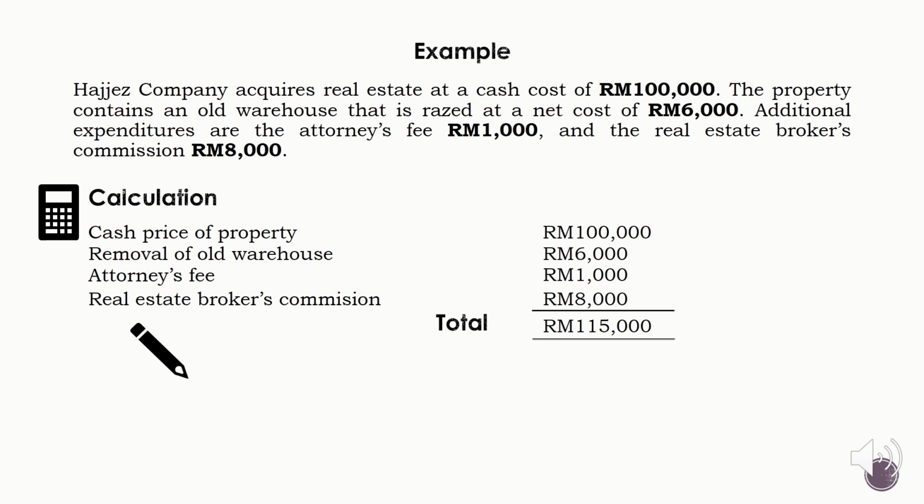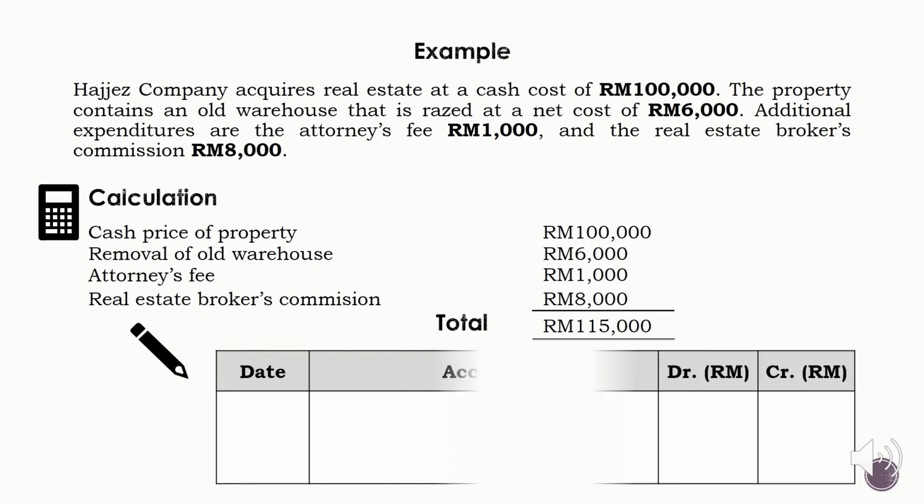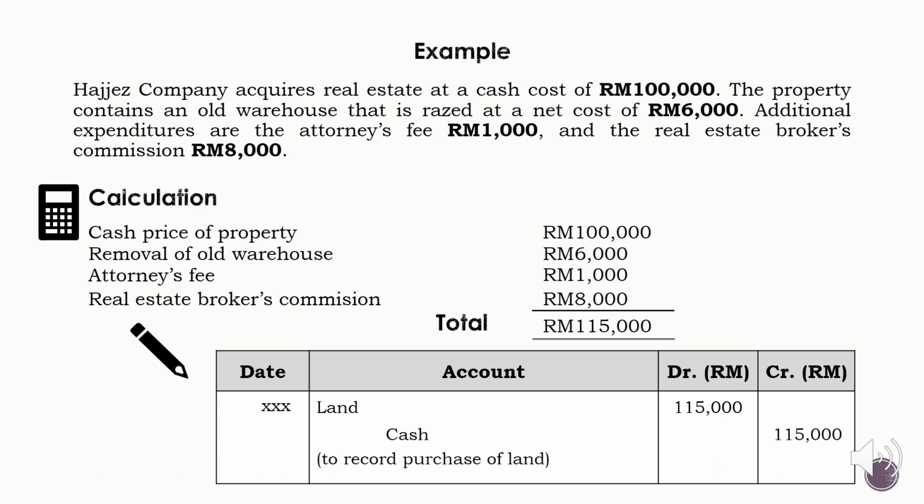This company acquired real estate at a cash cost of 100,000 ringgit. The property contains an old warehouse that is razed at the net cost of 6,000. Additional expenditures are attorney fees 1,000 and the real estate broker's commission 8,000. The calculation will include the cash price of the property, removal of old warehouse, attorney fees, and real estate broker commission. So the total cash price will be 115,000. And the journal will be debit land, and credit cash, to record purchase of land.